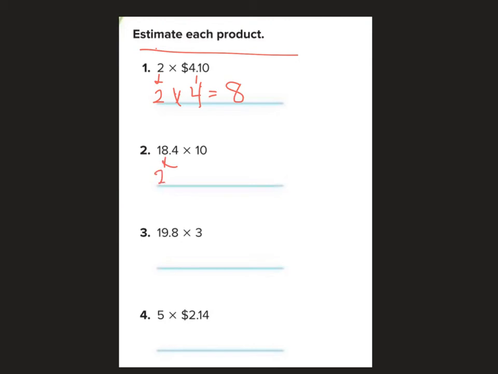18 and 4/10, 20. Boom. Times 10. 2 times 1 is 2. With 2 zeros, 200. Okay, this 20 again, definitely. And I'm going to keep the 3 the same because I know I can do 20 times 3 in my head. 60.